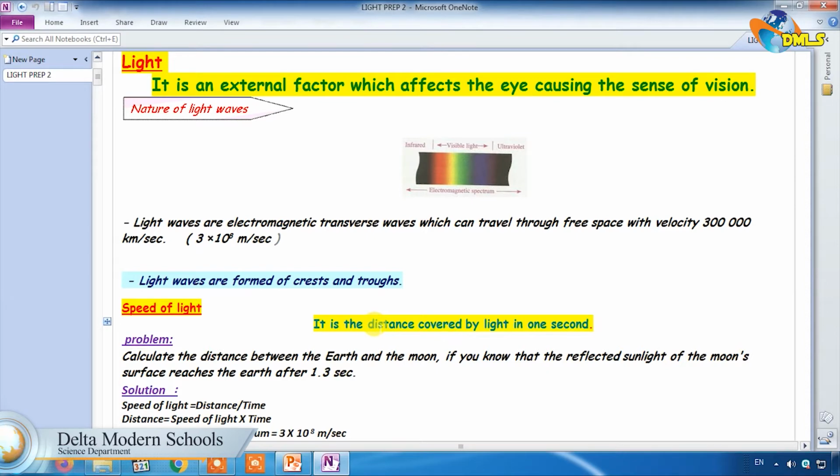What is the speed of light? What is the meaning of speed? Speed means the distance covered in 1 second. So the speed of light is the distance covered by light in 1 second.